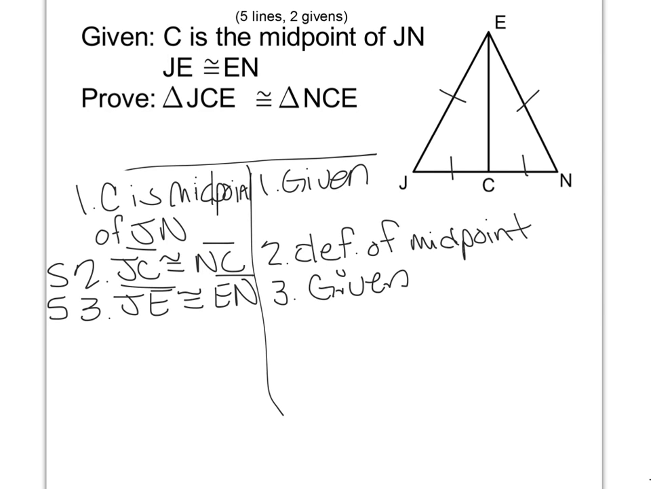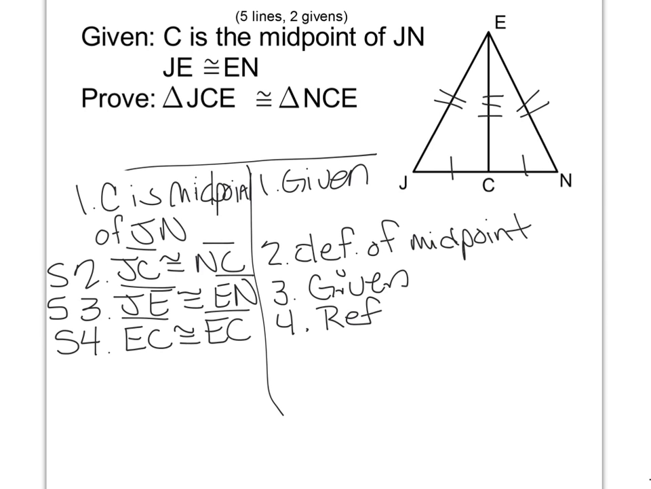Now, do I have another congruence? A hidden congruence? Yes, I actually do. That's the side that they both share. So I write EC is congruent to EC. It's a side congruency. And how do I know they're the same? Well, it's reflexive. It's saying itself is equal to itself. That is reflexive.